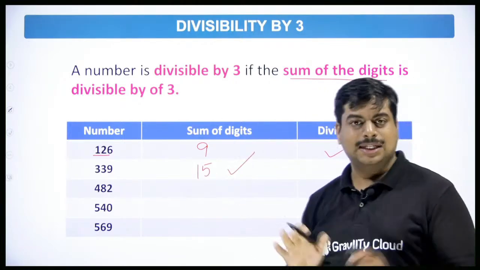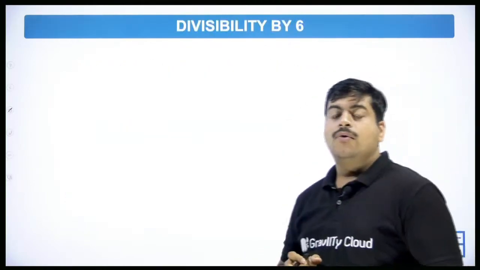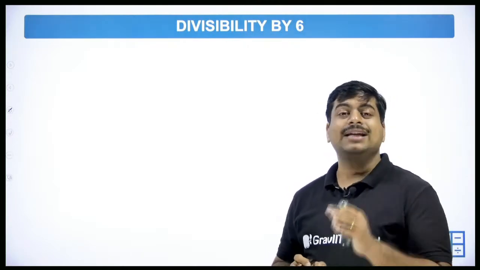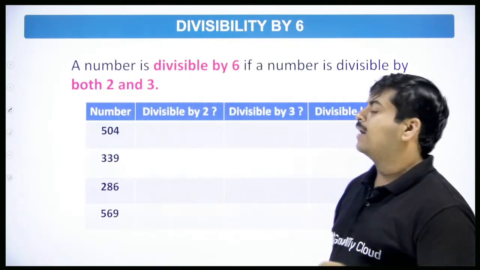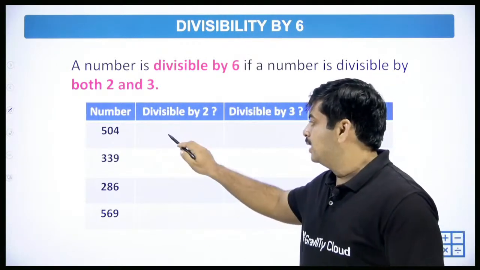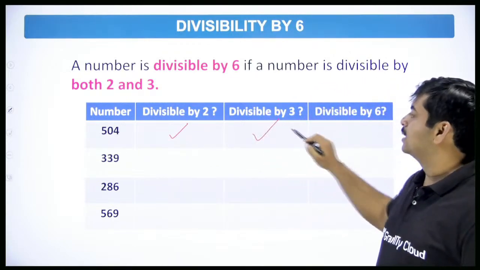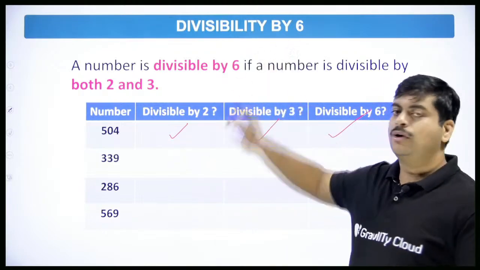In that way, we have discussed all this. And after 3 we also discussed about 6. Is 504 divisible by 2? Yes, because it is an even number. Divisible by 3? Yes, so we need to add the digits: 5 plus 4 is 9, and 9 is divisible by 3. It is completely divisible by 6.